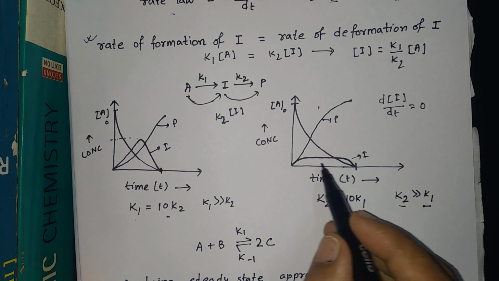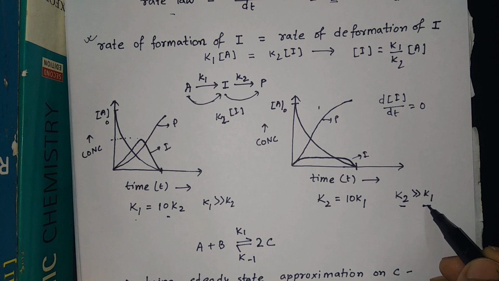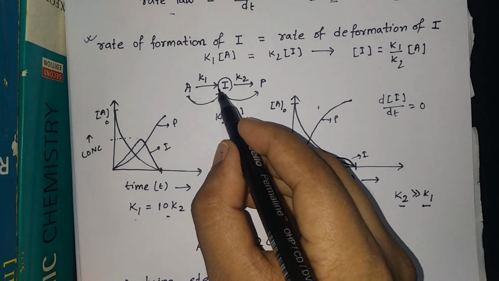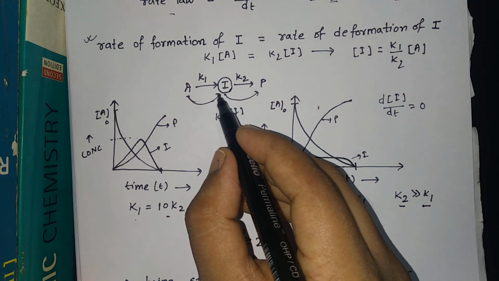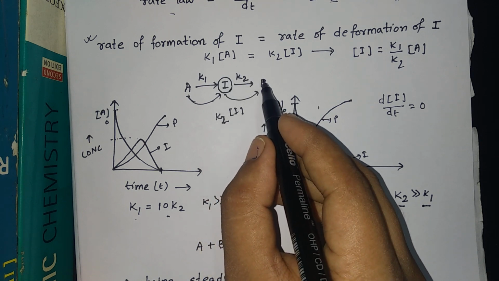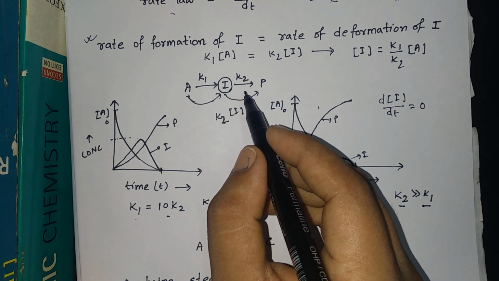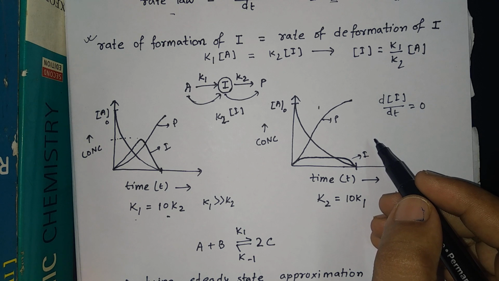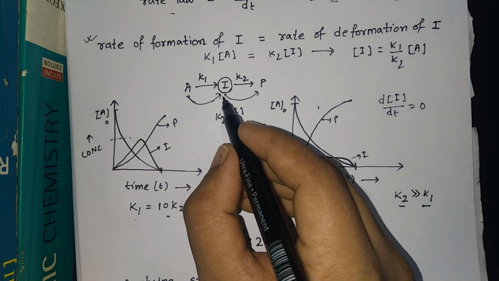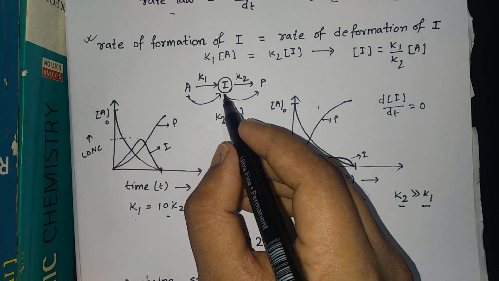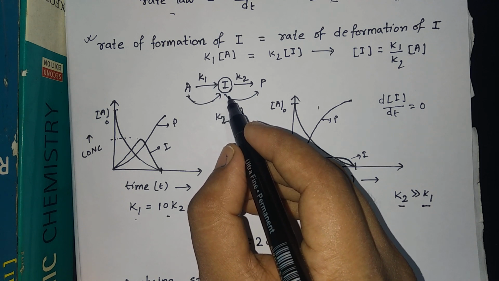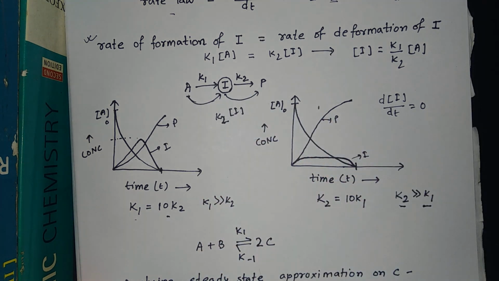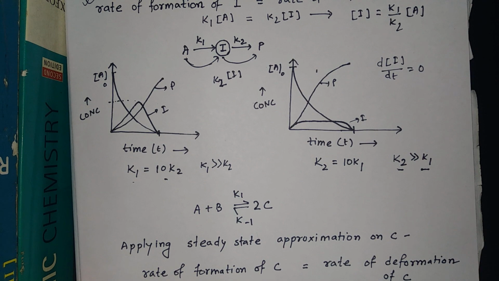So this type of case, where K2 is much greater than K1, means the intermediate is so unstable and high in energy that it readily converts to the product. In that case only we have to apply the steady state approximation. So the intermediate should not be stable; it is unstable enough to apply the steady state approximation. So guys, hope you understand where to apply the steady state approximation.